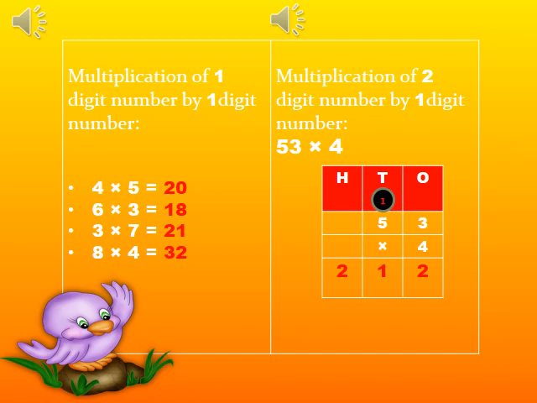Now read the table of 4 for 5 times. Why? Because 5 is at tens place. 4 fives are 20 and 1 carry. 20 plus 1 is 21. So 1 will be written in tens column and 2 will be written in hundreds column. Therefore 53 into 4 is equal to 212.